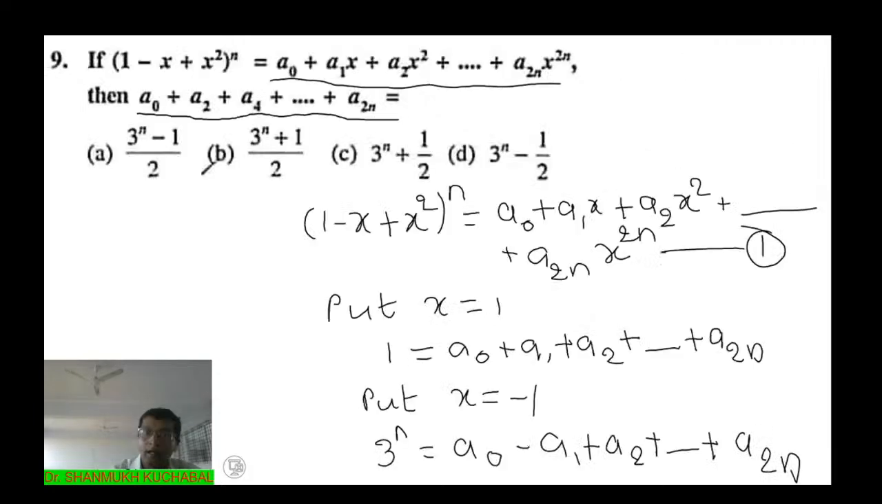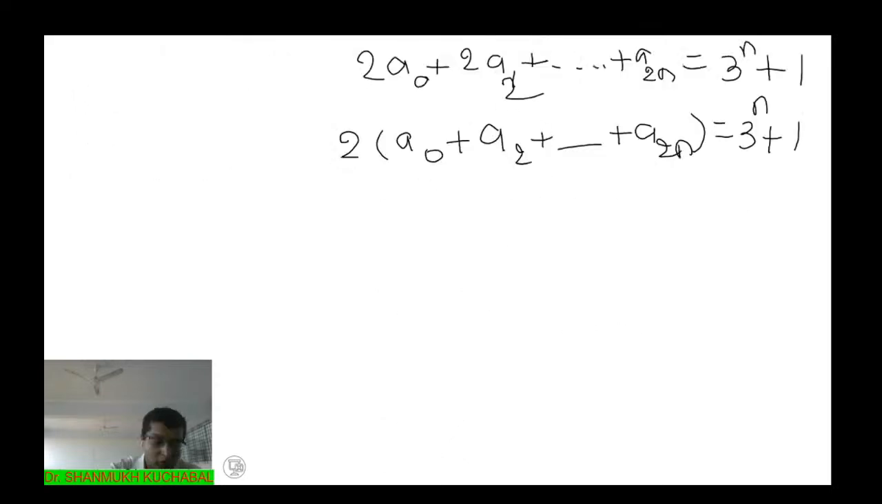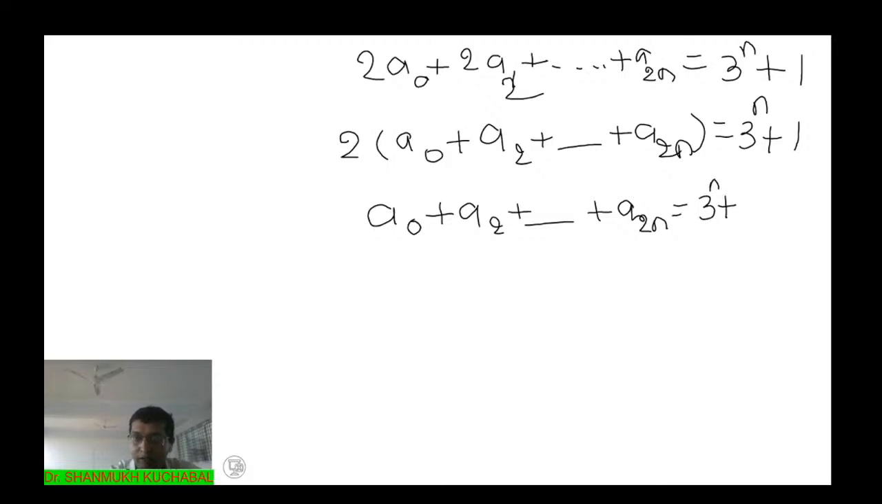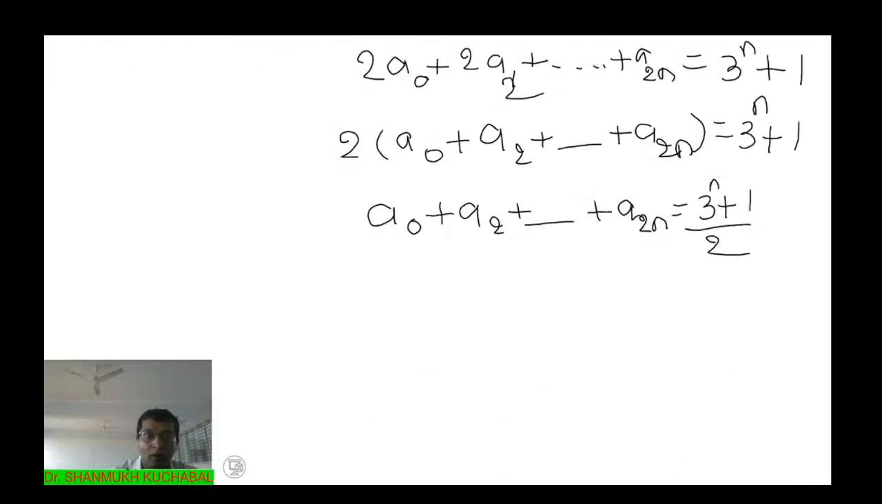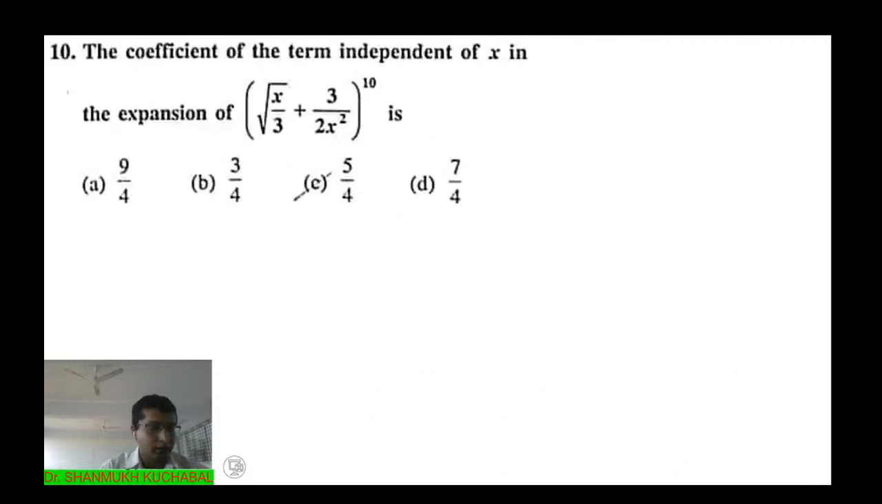Now we need to write a solution for a0 + a2 + a4. So 2 we will transpose to the RHS. So we get a0 + a2 + so on up to a2n equal to (3 raised to n plus 1) divided by 2. Therefore, we have to check the right answer. So it is (3^n + 1)/2. Therefore, option B is the right answer. Option B is the right answer. We'll move to our next example.